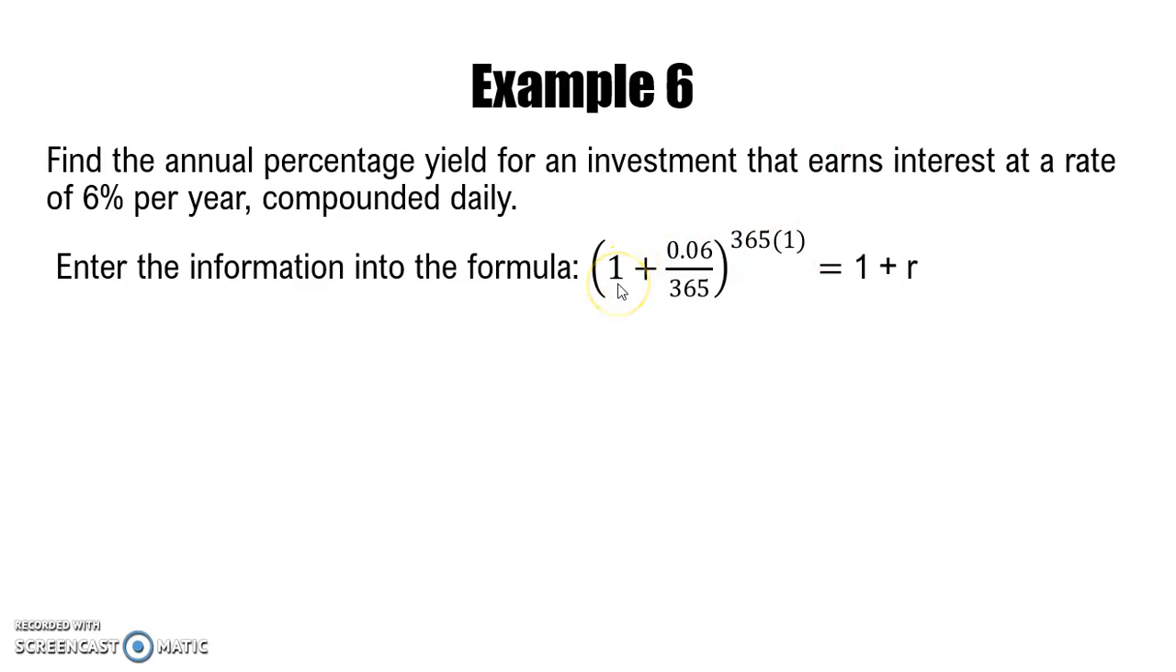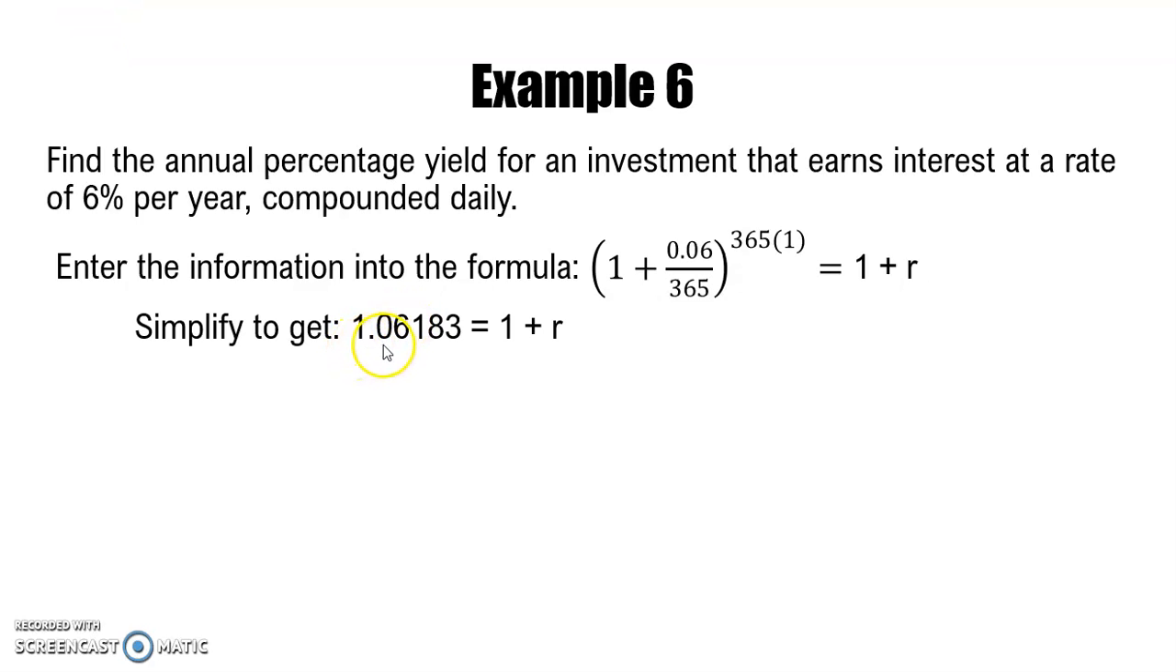This is what I got. I got 1 plus the rate, which is 0.06, over 365 because it's compounded daily. And it's to the 365 times 1 because time is 1. Okay, and it equals 1 plus R, and that would be times 1 as well, but that's just 1 plus R. Now the next thing you're going to do is enter this part of the formula into your calculator and get a number. So do that and then check your answer with my work.